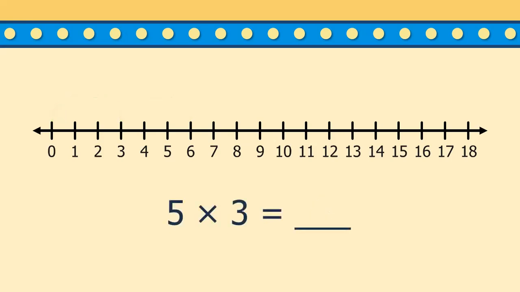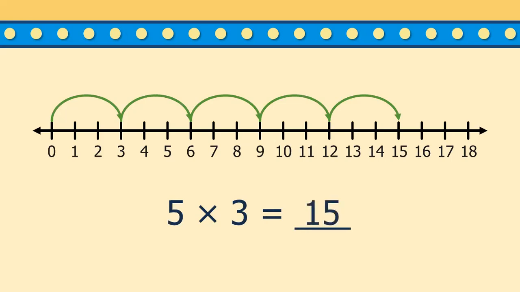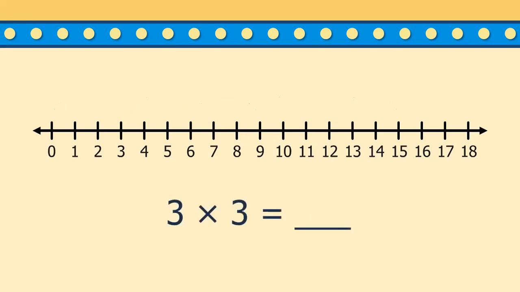Next, we have the factor 5 times the factor 3. Skipping to 3, 6, 9, 12, and now 15. Count them: 1, 2, 3, 4, 5 jumps. So 5 times 3 spots every time we jump equals 15. Next, we have the factor 3 times the factor 3. And we're jumping 3 spaces each time. 3, 6, 9. So the factor 3 times the factor 3 should be the product 9. We've skipped 3 spaces each time, and we've done it 3 times.